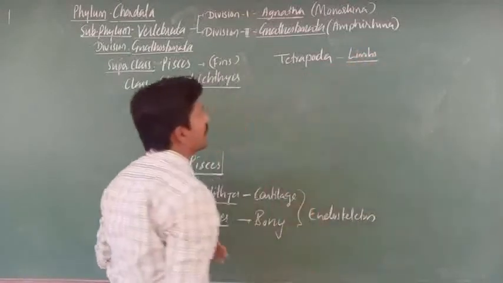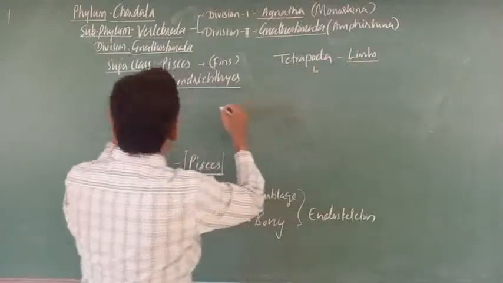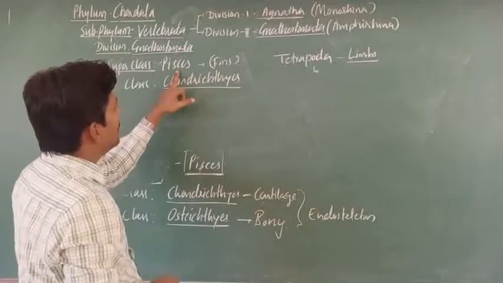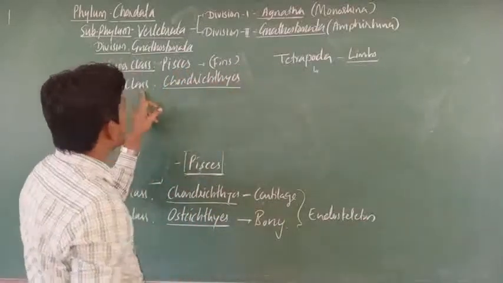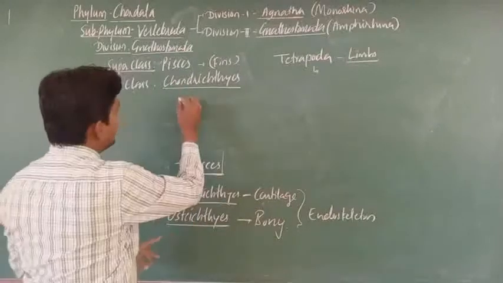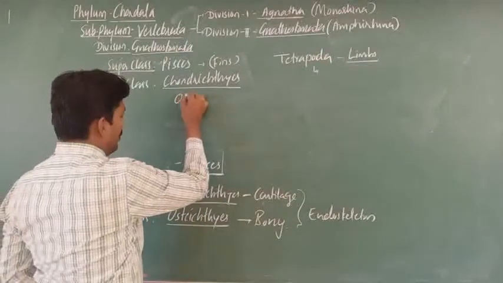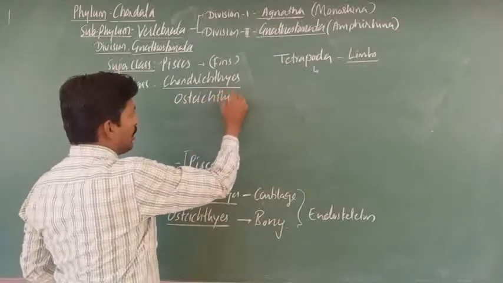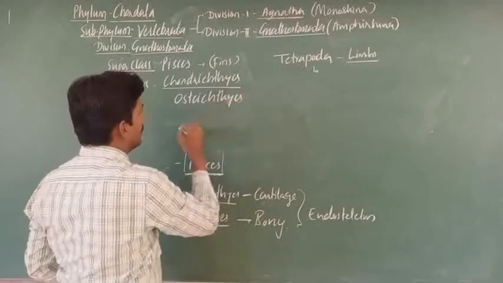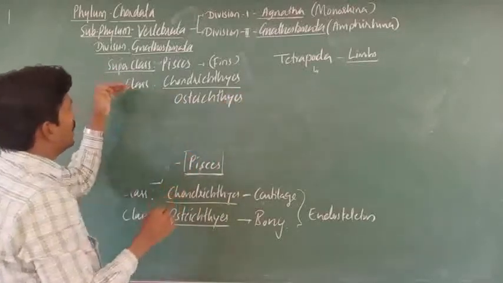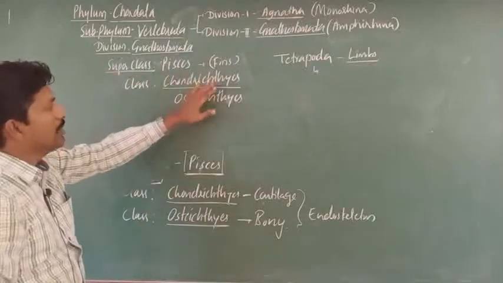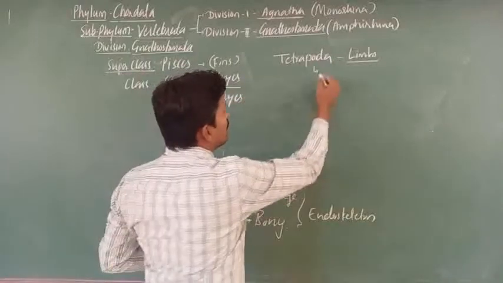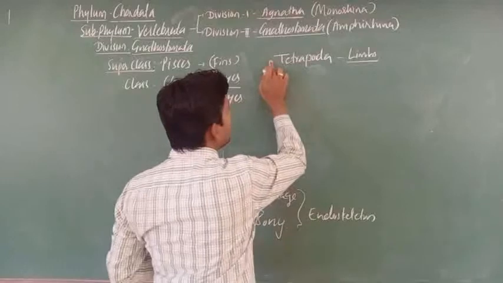This is an important feature. So here again we observe that at the class level, under the superclass Pisces, there is class Chondrichthyes, and another one is Osteichthyes. This is the second class. So don't consider the hierarchy here; one I have taken, and next we will explain it. Two classes come under Pisces, and here under Tetrapoda there are four classes.